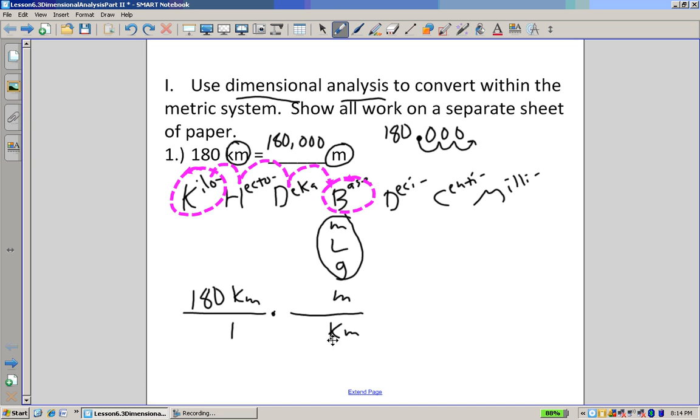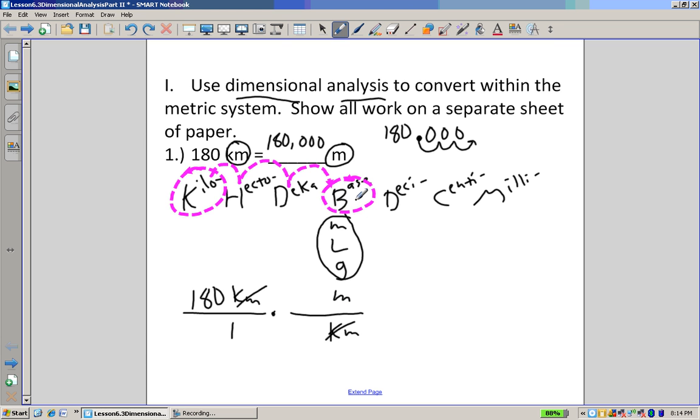Again, why do the kilometers have to go onto the bottom? Well, we're dividing these out. For example, 10 divided by 10 would be 1. 100 divided by 100 would be 1. 6 divided by 6 would be 1. So kilometers divided by kilometers, they're also 1. They divide away. So I go from kilometers to meters.